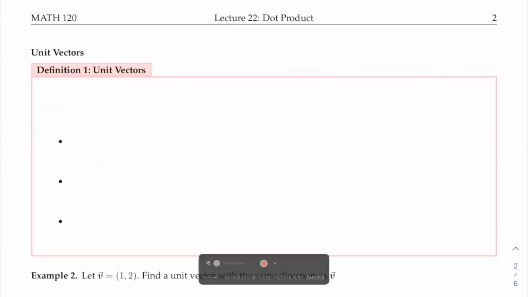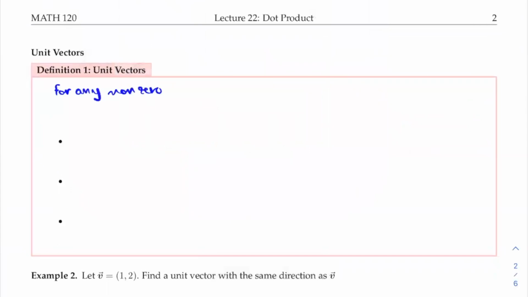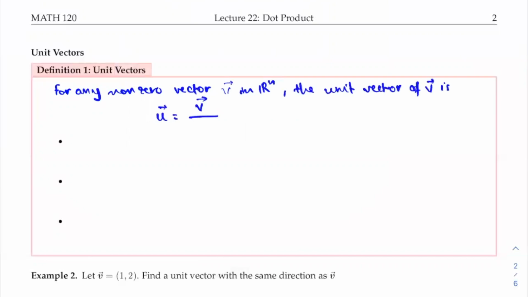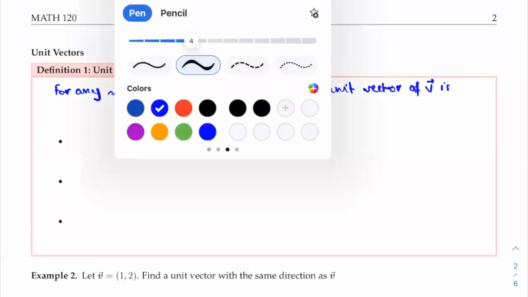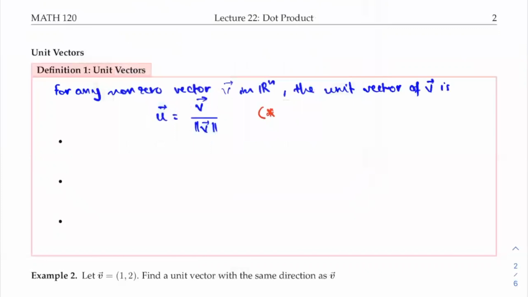So the unit vector is the vector that can be normalized using the norm or the magnitude, right? So for any non-zero vector v in Rn, the unit vector of v is u equal to the vector v divided by the magnitude of v. All right, so that's very straightforward. So I'm going to name this equation star. I'm going to use that star a little bit later.